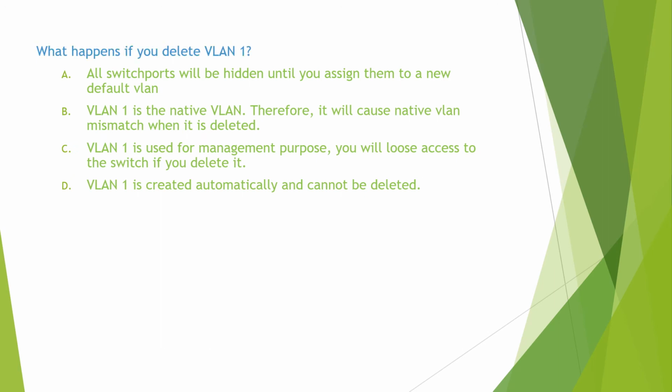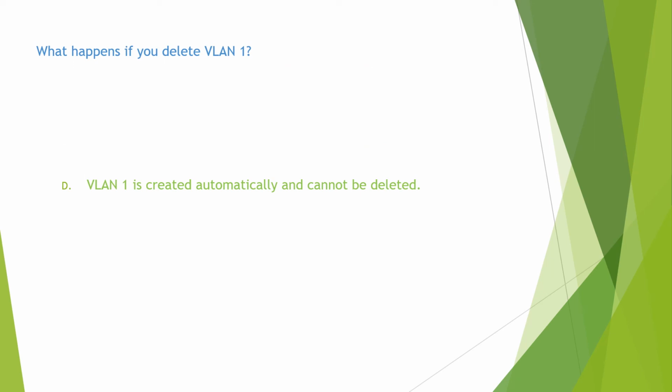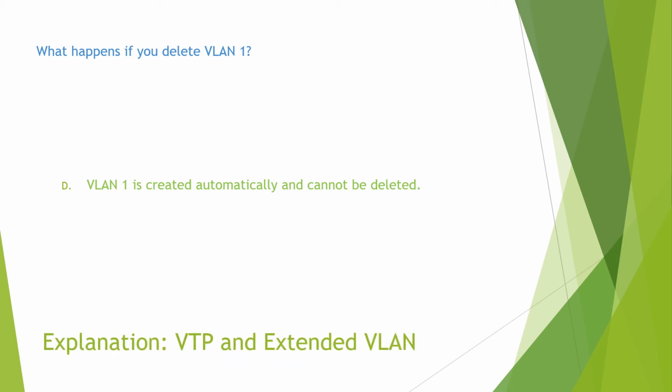What happens if you delete VLAN 1? As you know, VLAN 1 is created automatically and cannot be deleted. Therefore, the answer for this question is D. You can find the detailed explanation for this question in the video, VTP and extended VLAN.